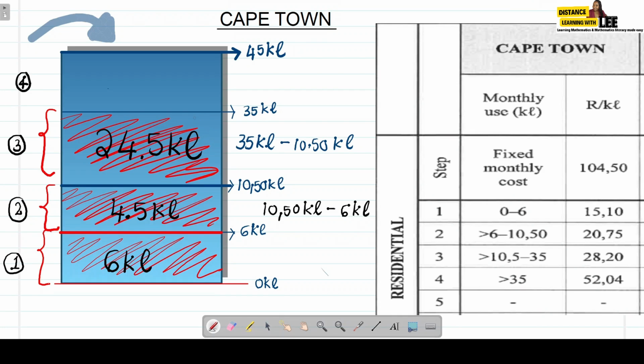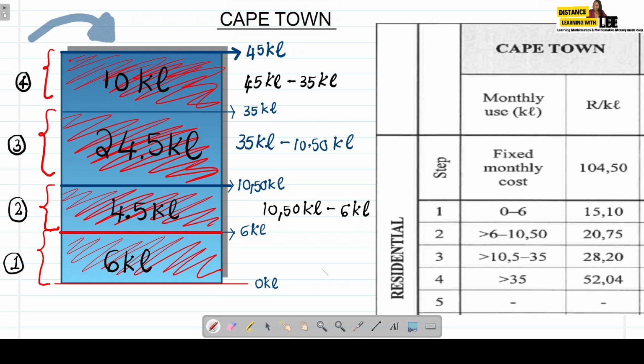And lastly, we open up the tap and we pour water into our JoJo tank until we reach that 45 kiloliter mark. And we want to now determine how much water was poured into our fourth region. So to get that, guys, you just take that 45 kiloliters and minus it by the 35 kiloliters, and you'll find that it is 10 kiloliters of water.